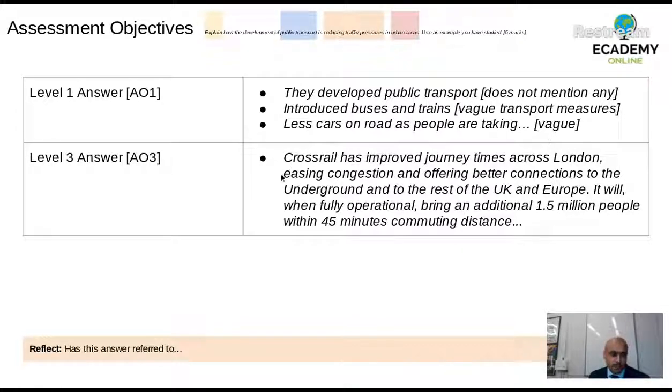A better paragraph for a level 3 answer would be something like this. Crossrail has improved journey times across London, easing congestion and offering better connections to the underground and to the rest of the UK and Europe. It will, when fully operational, bring an additional 1.5 million people within 45 minutes of commuting distance. And then you could carry on going back to the question, answering it specifically. So the key thing is, do you refer to a specific example? You talk about how it's helping to reduce traffic pressures, and then go back to the original question and answer it very thoroughly.